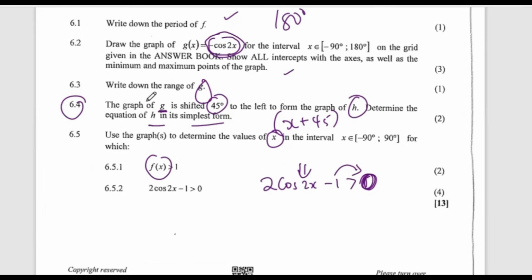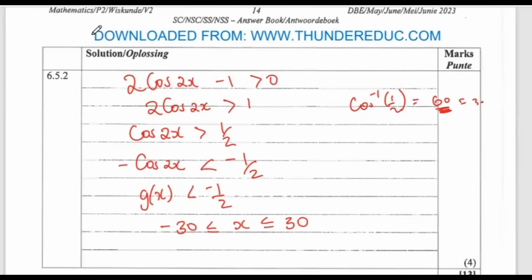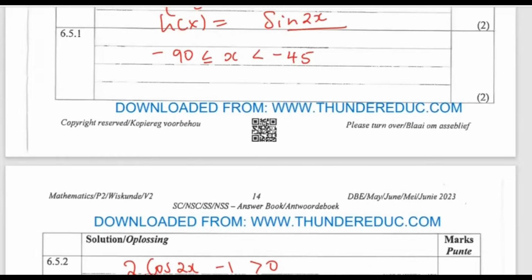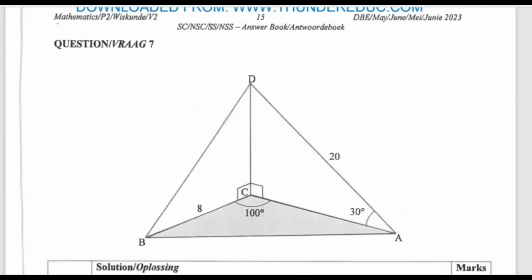If it's greater, and now we found less, I don't need to put the equal signs. Yeah, negative 30 less than x less than 30. In the previous question, they said greater than 1, which means there's no need for the equal sign. All right, that is question number 6, guys.